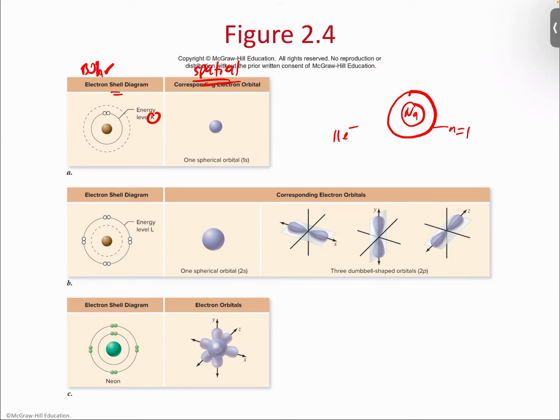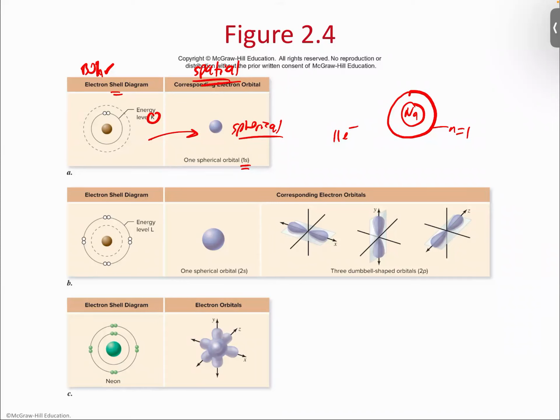But this is your first shell. Within this shell, you have exactly one orbital. That orbital is this one right here. You'll see that this is a spherical orbital, and it's in the first energy level, that first shell. This is the reason why we call it 1s: 1 for the first shell, s for its shape, spherical.